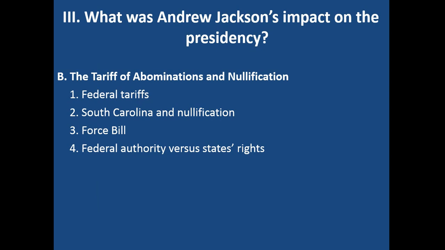Other things happening in Jackson's presidency was called the Tariff of Abominations and Nullification. On point number 1, federal tariffs. Tariffs as high as 33% on imports such as textiles and iron goods had been passed in 1816 and again in 1824 in an effort to shelter new American manufacturers from foreign competition.